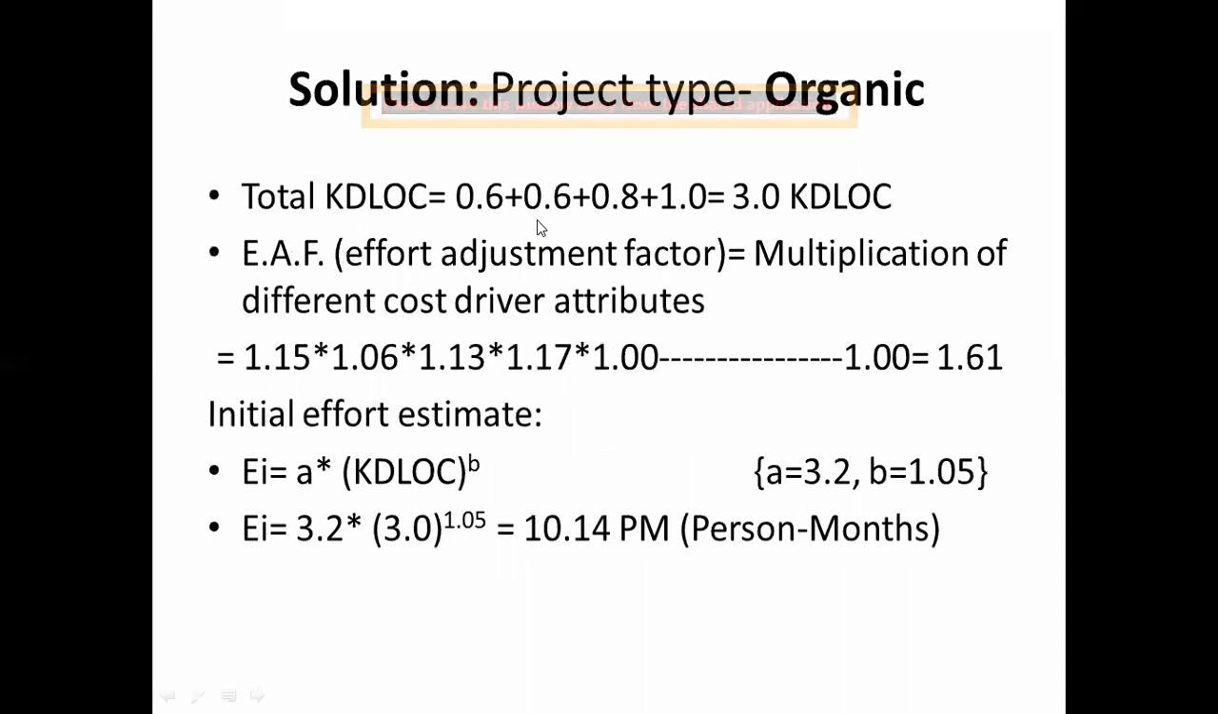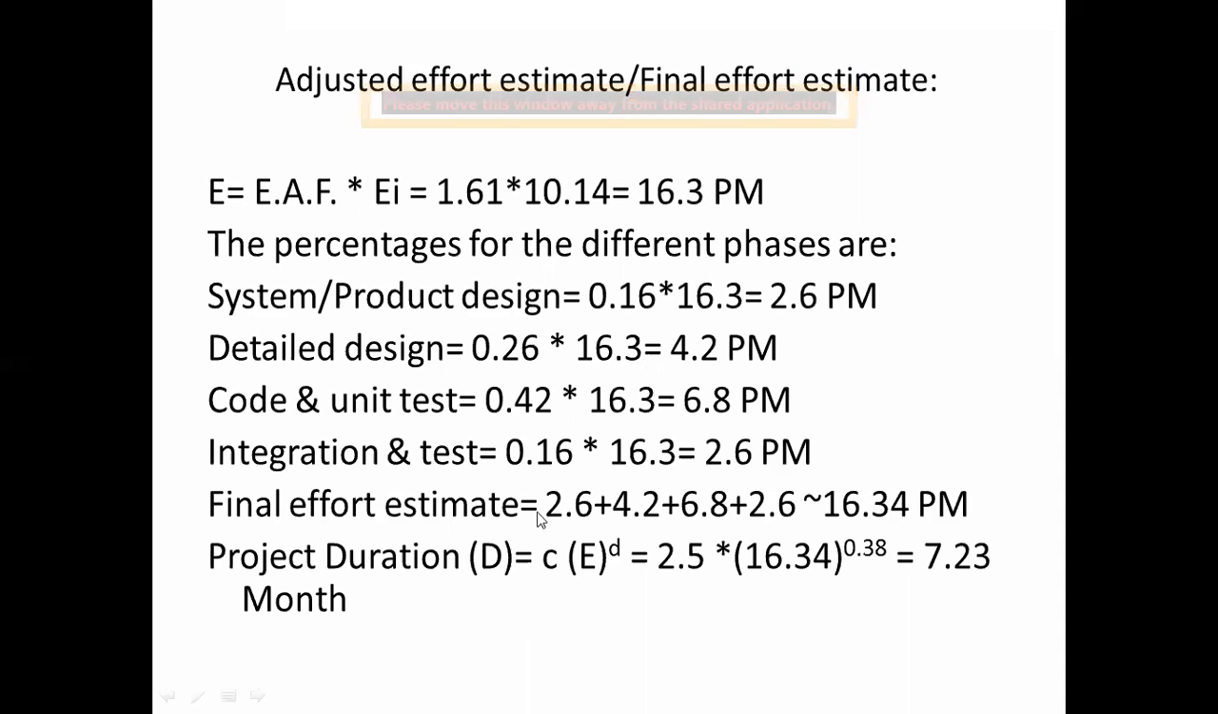Now you can see here, you have already calculated EI, this 10.14. Now you can put and multiply these two. So it will come 16.3 PM, person month. Okay. So this is the final effort. Okay. Final effort estimate.